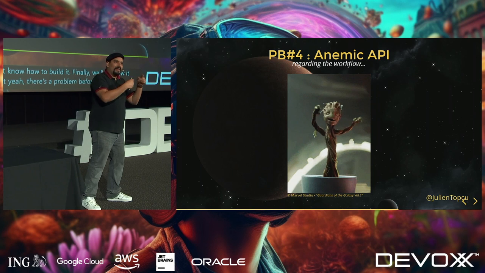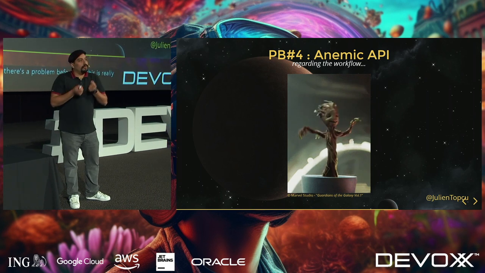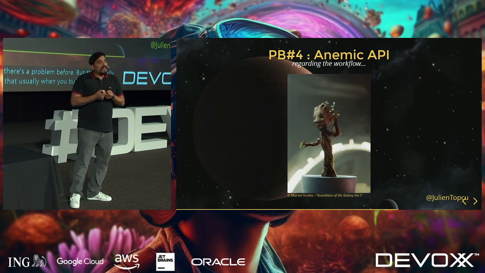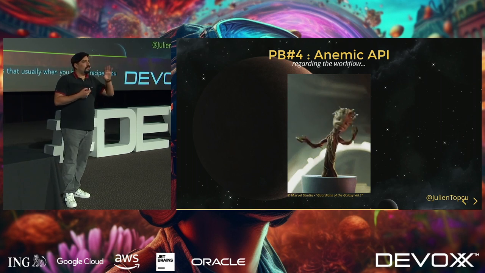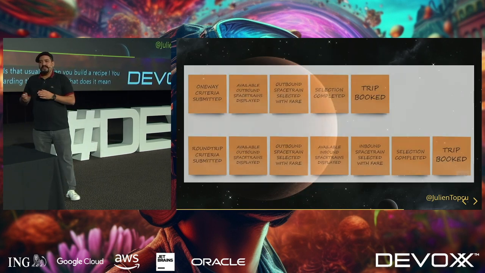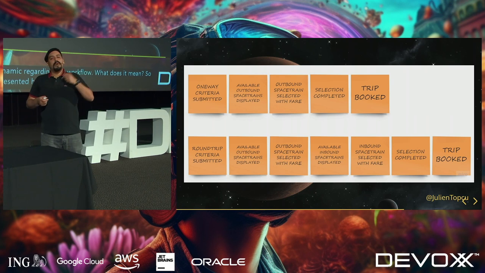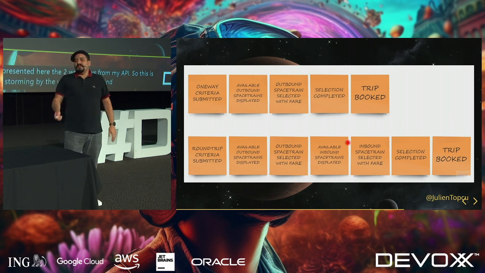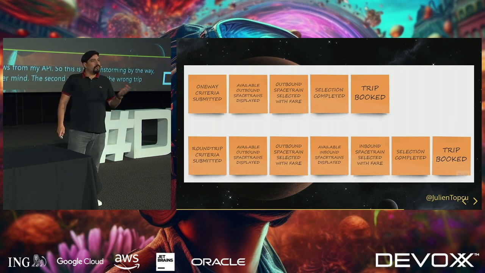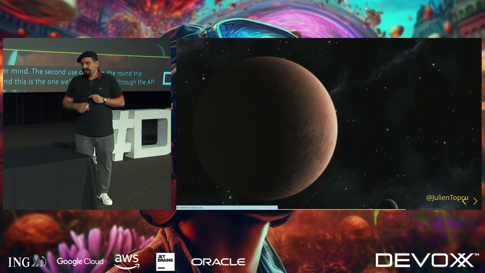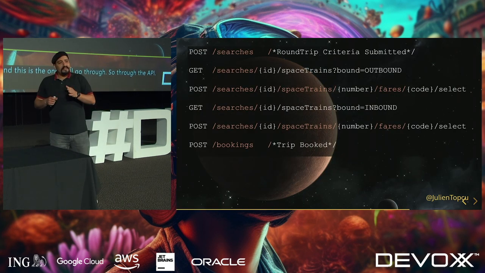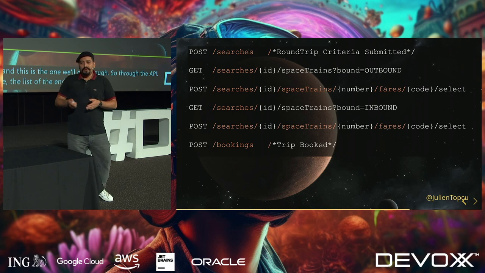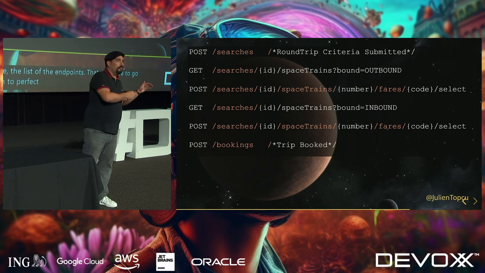But this is really correlated to that: usually when you build a REST API, this API is anemic regarding the workflow. What does it mean? So I just represented here the two workflows from my API. So this is an event storming, by the way, but never mind. The second use case here, the round-trip search, and this is the one we will go through the API. So here are the list of the endpoints that you have to go through to perform a round-trip booking.